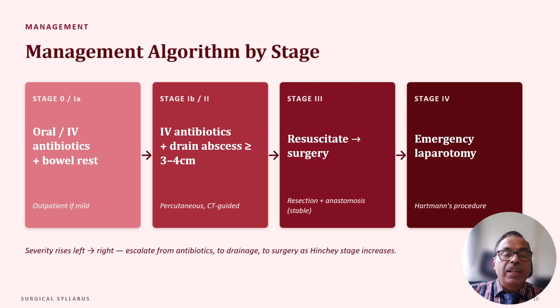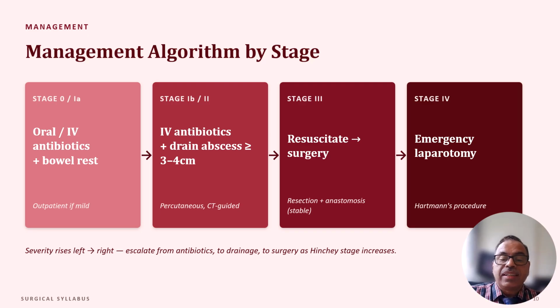So this is the management algorithm. Just to recapitulate, in stage 0 and 1A, give oral or IV antibiotics with bowel rest, and if it is a mild disease, you can manage outpatient. So this is the only thing which is required in stage 0 and 1A. If the patient is in stage 1B or 2 with abscess, IV antibiotics with drainage of abscess under CT guidance percutaneously if the abscess is more than 3 to 4 centimeters. Less than that, bowel rest and IV antibiotic should be enough.